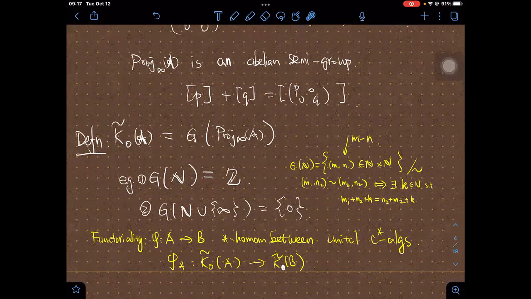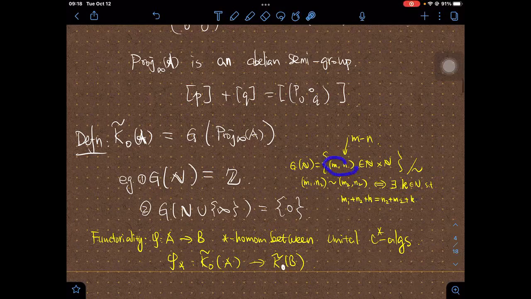I will explain the definition of the Grothendieck group by talking about two examples. For the first example, we have the natural numbers N, by which I mean all the natural numbers including 0. The Grothendieck group of this semigroup is defined to be pairs (m, n), modulo some equivalence relation. We say (m1, n1) is equivalent to (m2, n2) if you can find some other integer k such that m1 + n2 + k equals n1 + m2 + k.